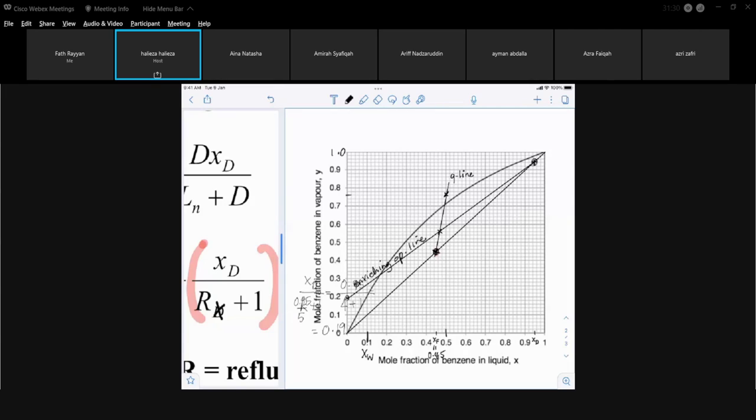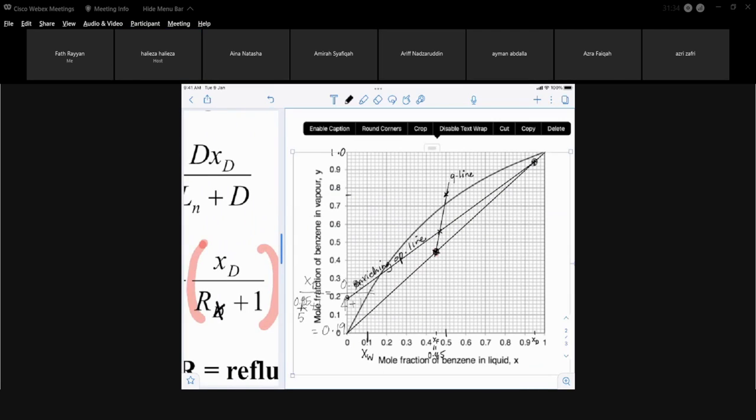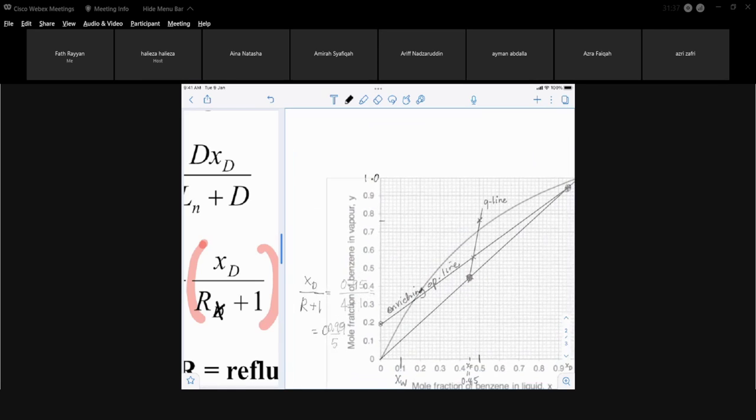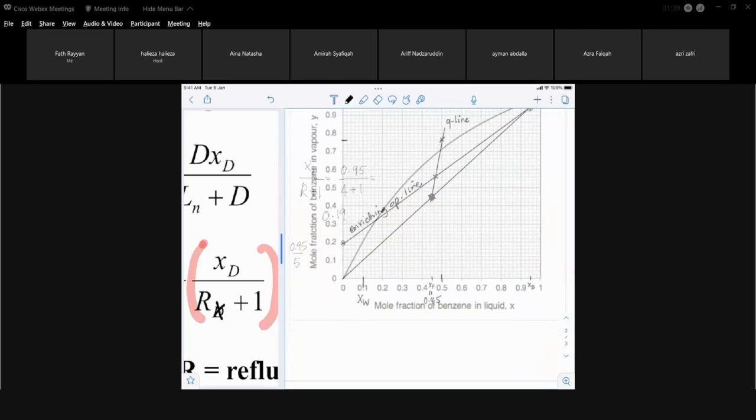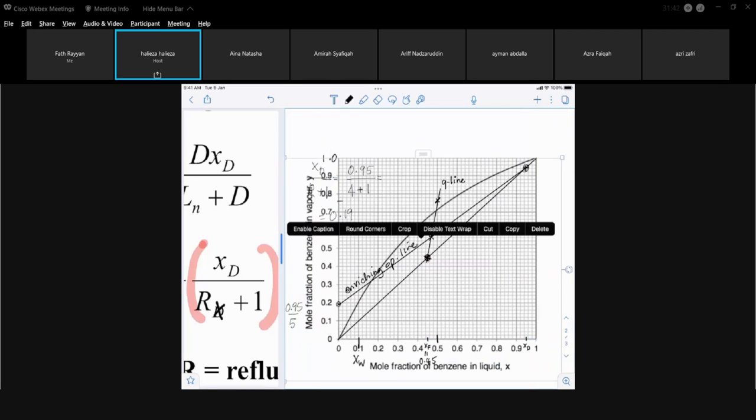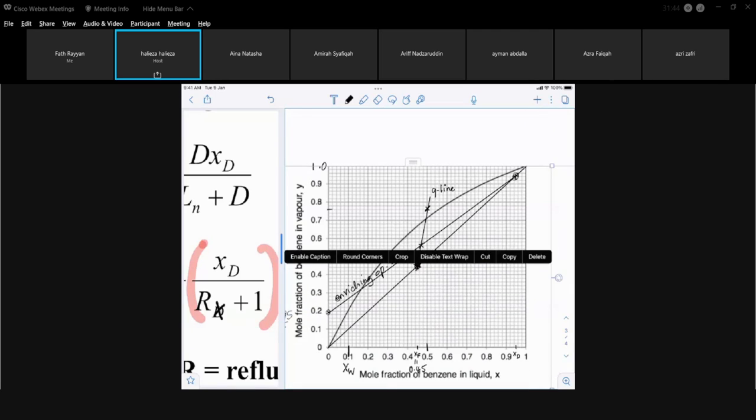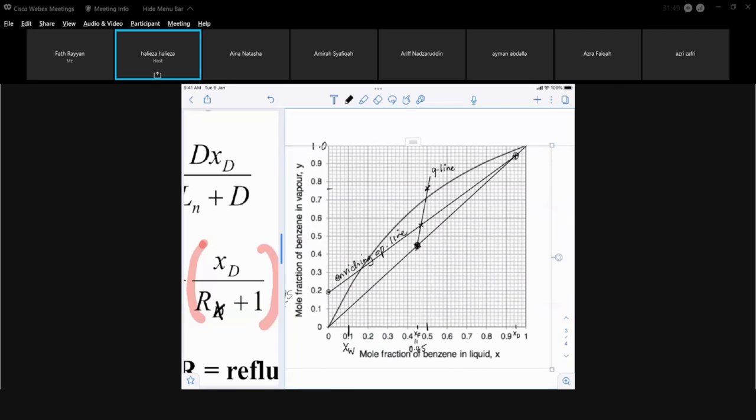Let me tidy up a bit. I want to erase that. I can't seem to be able to erase it. Okay, so your enriching operating line is this line that connects the point on the 45-degree line and the y-intercept. So that is your enriching operating line. Yes, we have done that.